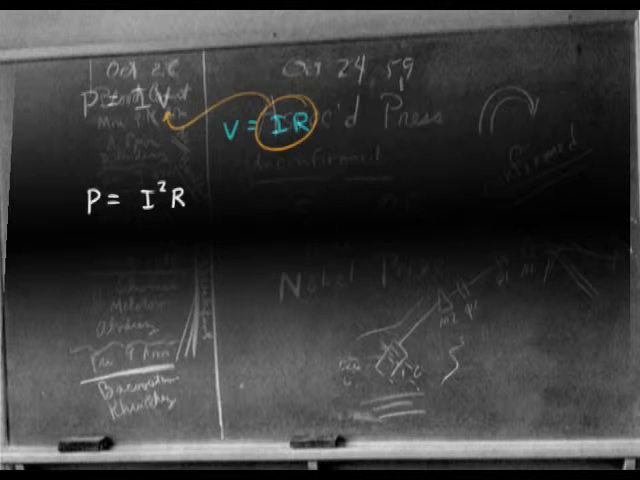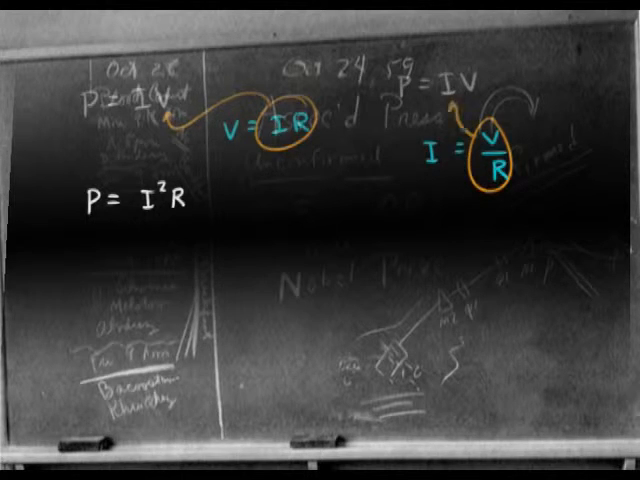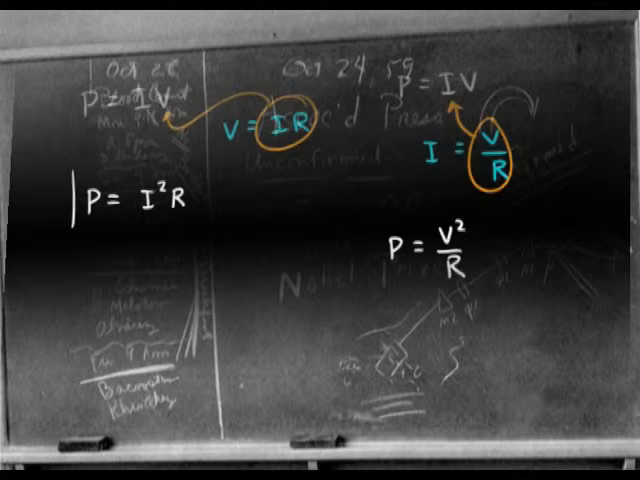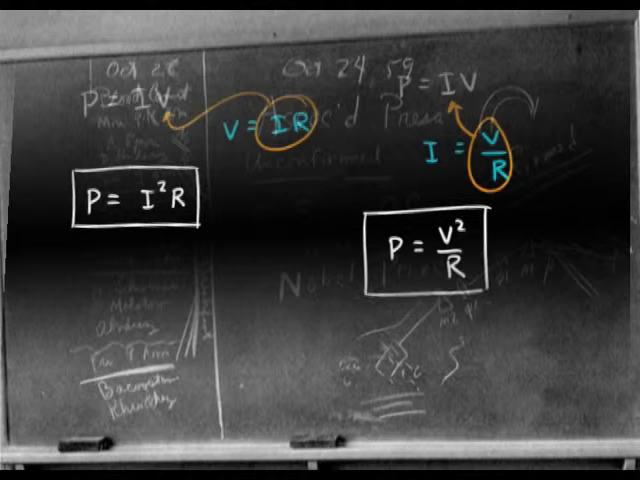Now let's do it again. Let's take this equation, P is equal to IV, and take Ohm's law again, but now take Ohm's law written like this. I is equal to V over R. And take this and plug it in for the I right there. And that would give us P is equal to V over R times V, which is V squared over R. So we get two other equations for power that come from thinking about what power is and Ohm's law together.